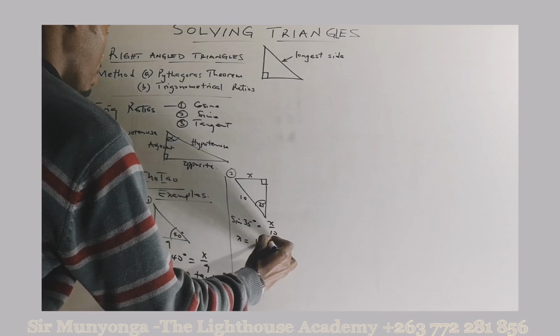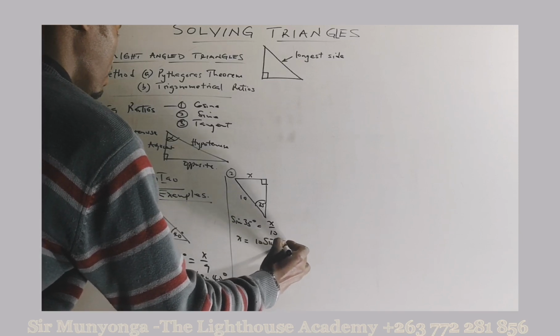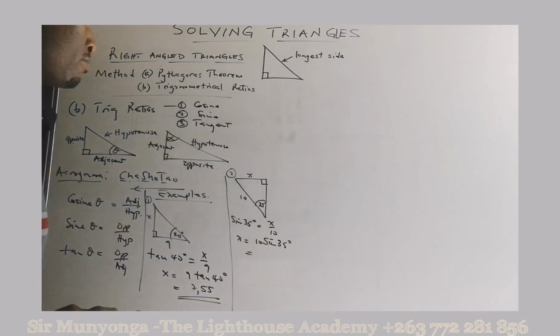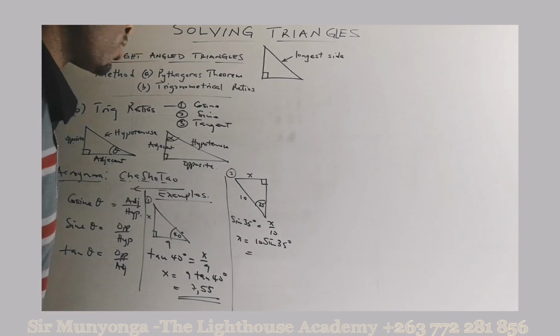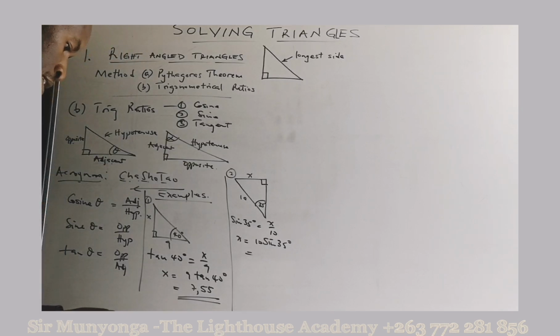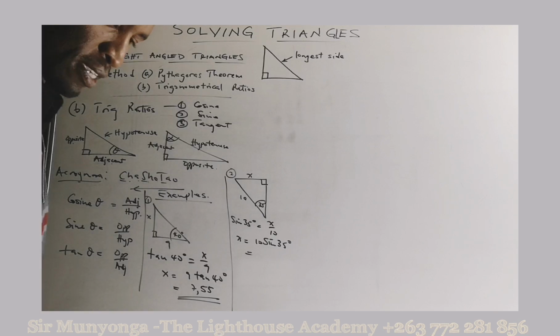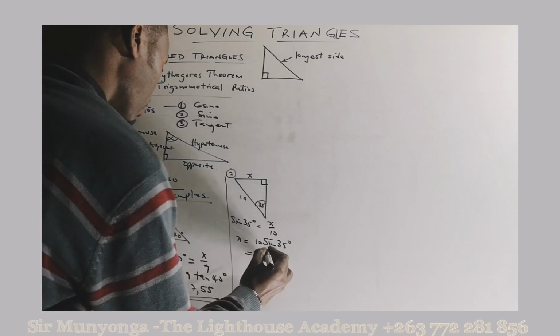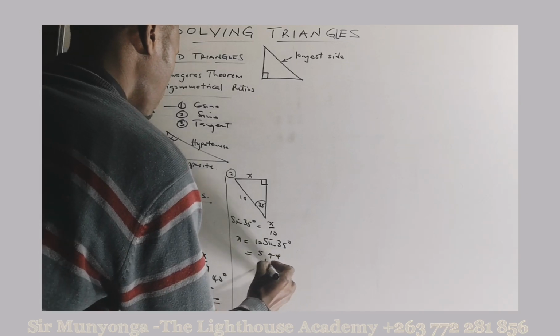We cross multiply, it becomes 10 sine 35. Again, you punch it on your calculator, making sure the calculator is in degrees. 10 sine 35 gives us 5.74 to 3 significant figures.